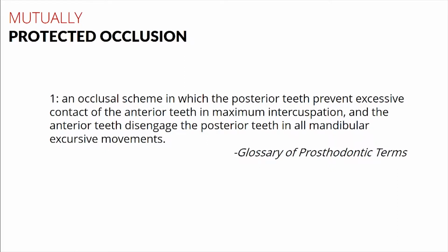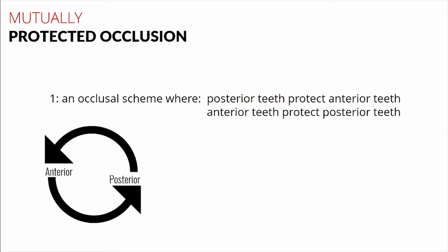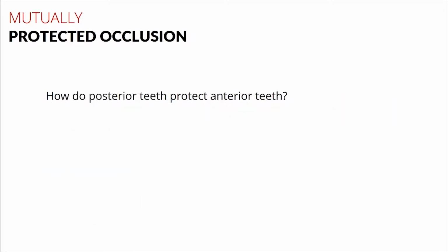So think of that endpoint position if you were to close together and squeeze all your teeth together. Okay, so all the teeth are maximally intercuspated to each other. And the second part of the definition is the anterior teeth disengaging the posterior teeth in all mandibular excursive movements. Okay, so an easy way to think about this is mutually protected occlusion, right? So mutually meaning two categories. So the two categories we're going to break this up into is posterior teeth and anterior teeth. So an easy way to rephrase that definition is just an occlusal scheme where posterior teeth protect anterior teeth and vice versa when anterior teeth protect posterior teeth.